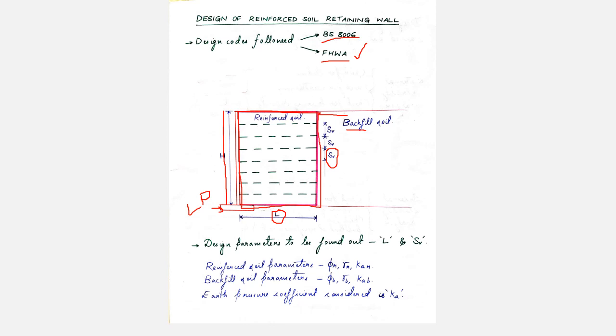Mostly, if availability of soil is not an issue, then we can use the same type of soil in the reinforced soil block as well as in the backfill soil portion which is behind it. But if availability is an issue, then two different types of soils may be used in the reinforced soil block and in the backfill soil portion. Whichever soil is used in the reinforced soil block, it should satisfy all the codal requirements. That is a mandatory thing.